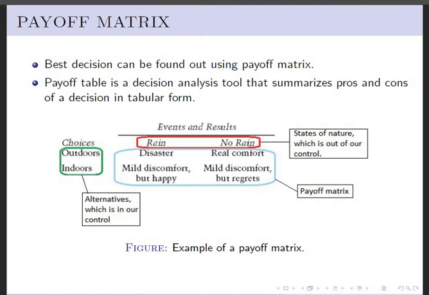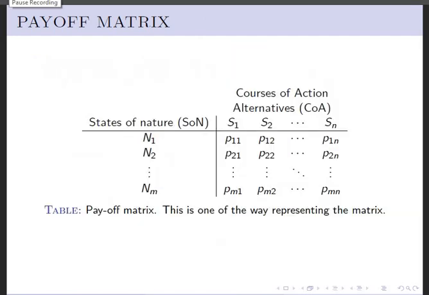If you are staying indoors and it is raining, you may have mild discomfort because you cannot go outside, yet be happy since you are not wet. While if it is not raining and you are still indoors, you may have regrets for not going outside. Hence, this disaster, real comfort, discomfort, happy and regret form a payoff matrix. This is a general form of payoff matrix. It need not be unique since you can write courses of action vertically and states of nature horizontally.